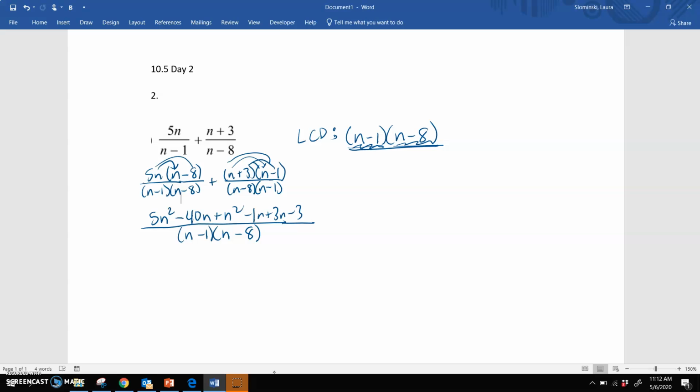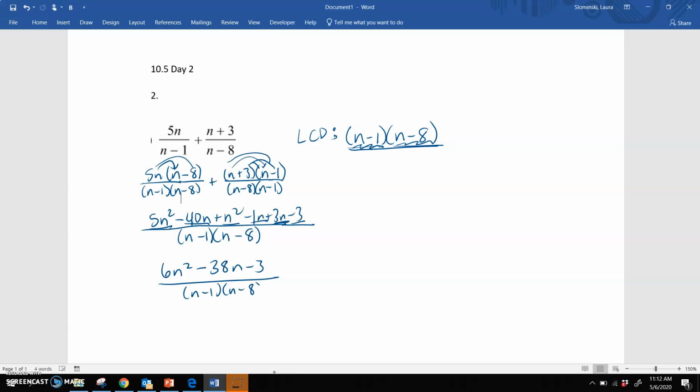And now I need to combine like terms. So I have a 5n squared plus an n squared, so I get 6n squared. I have a minus 40n minus 1n is minus 41n, but then plus 3 more n's. Minus 41 plus 3 is minus 38n, and then minus 3 on the end, all over n minus 1 times n minus 8. That's as simplified as I can get that one.